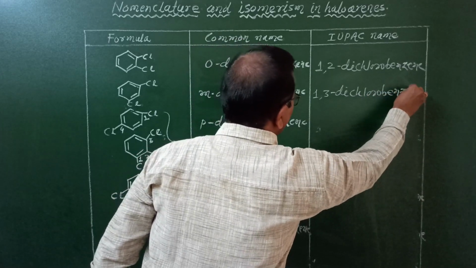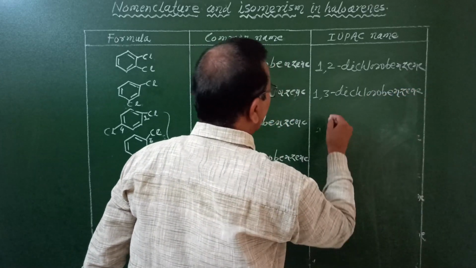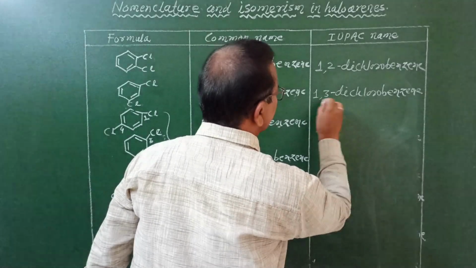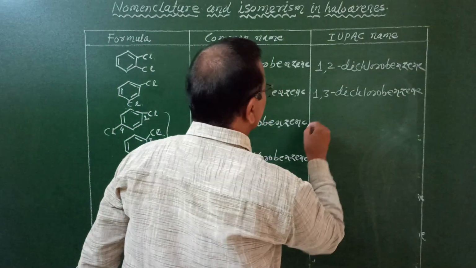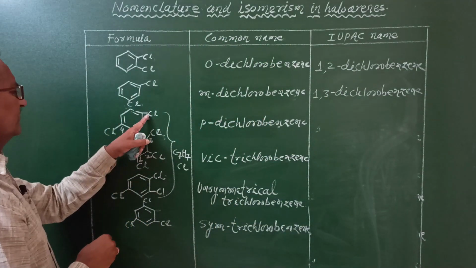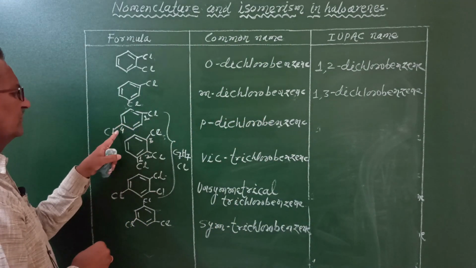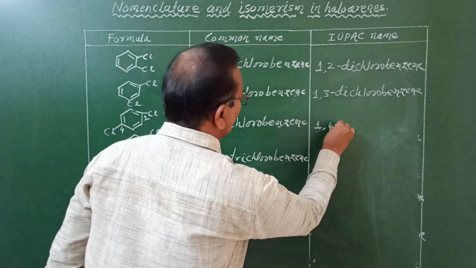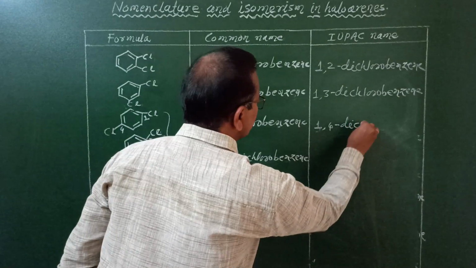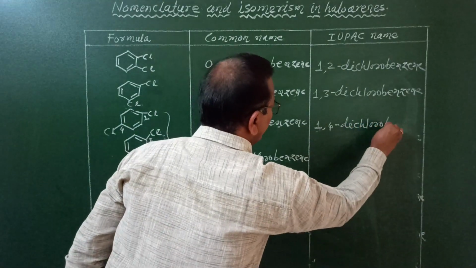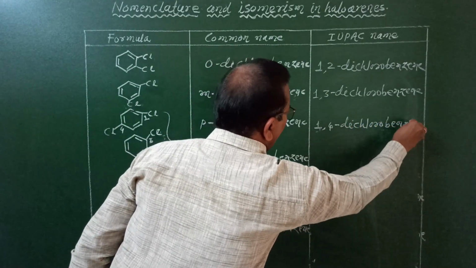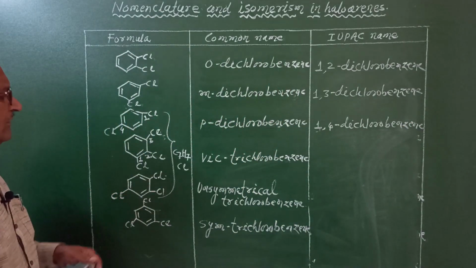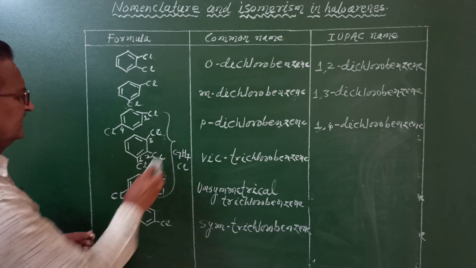The positions of chlorine atoms should be indicated by proper numbers or locants. Now let us see the next structure. One chlorine atom is bonded to carbon number 1, and the second chlorine atom is bonded to carbon number 4. Therefore, this is called 1,4-dichlorobenzene.